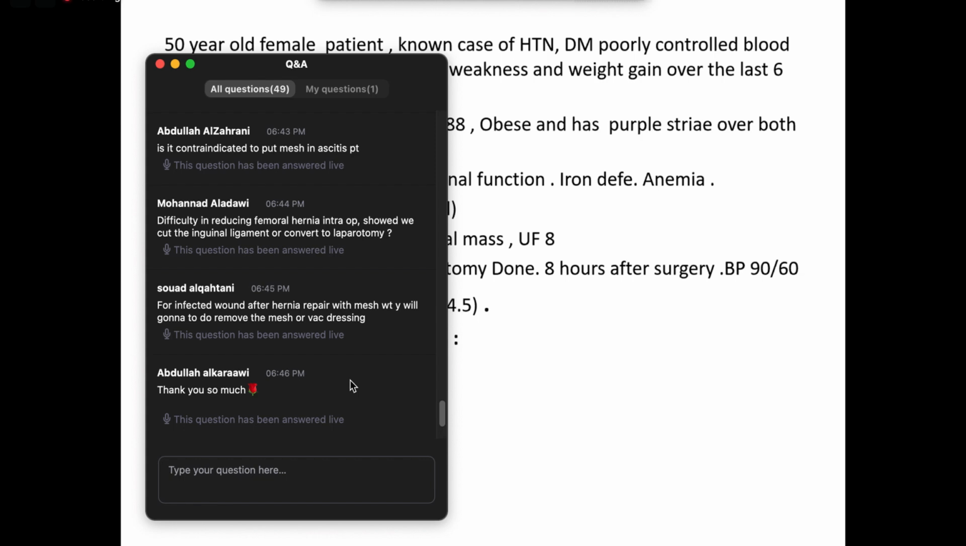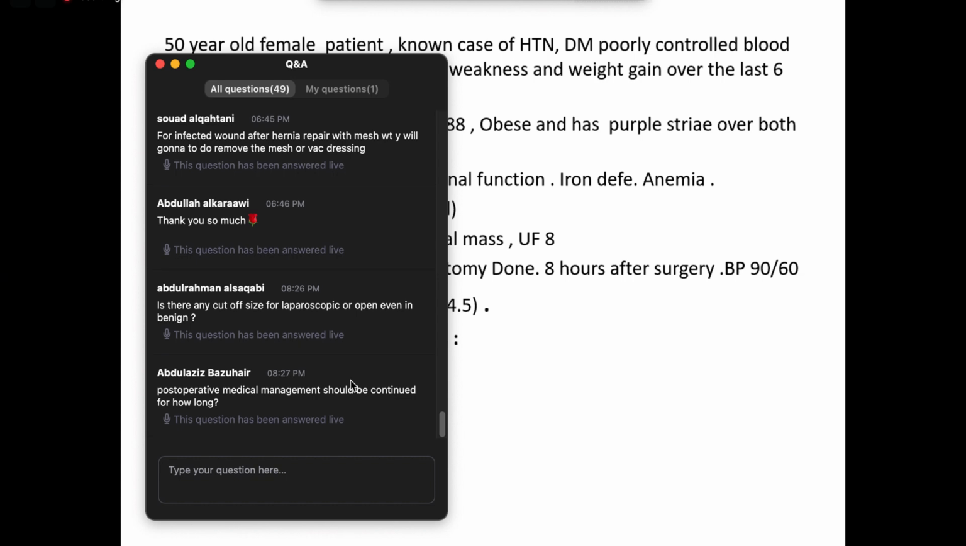For incidentaloma, should we go with the plasma metanephrine or urine metanephrine? You can choose the plasma metanephrine or 24-hour urine metanephrine. Even plasma catecholamines is an option and can be diagnostic. So in the literature, both are okay. For MCQ, which one to start, plasma metanephrine or urine metanephrine? Both are okay. It's diagnostic for pheochromocytoma.